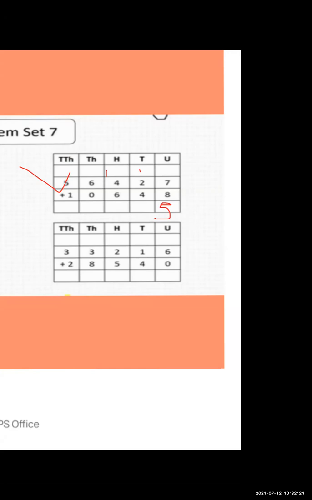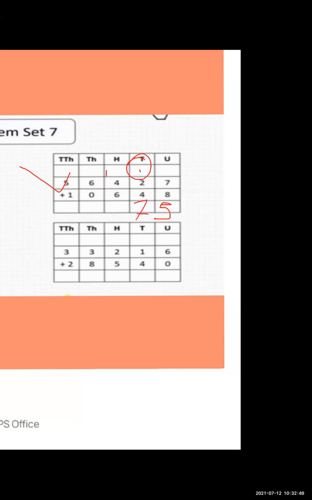2 plus 4? 6. Don't take the carry number, only 2 plus 4, listen to what I am saying. 2 plus 4 is 6. Plus 1, here it is a carry. 6 plus 1 is 7. Okay.